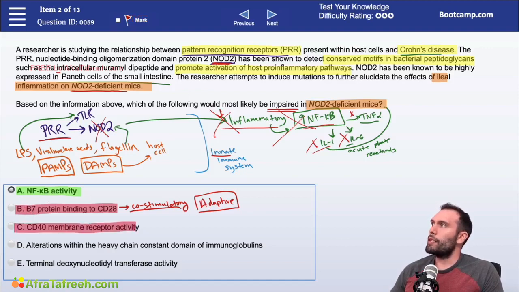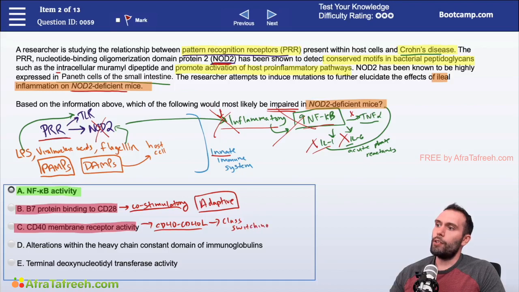CD40 membrane receptor activity. Now, this is actually a pretty big one. So CD40 and CD40 ligand, which we're going to talk a lot about in this series, come together to allow for class switching of antibodies. Now, remember what we talked about? We said IgM is like this generic antibody that we have. And we can make more specific forms of our antibodies by adjusting the isotype. So we can adjust the isotype of the antibody to make things like IgG, great for our memory responses, IgA at mucosal surfaces, IgE, etc.